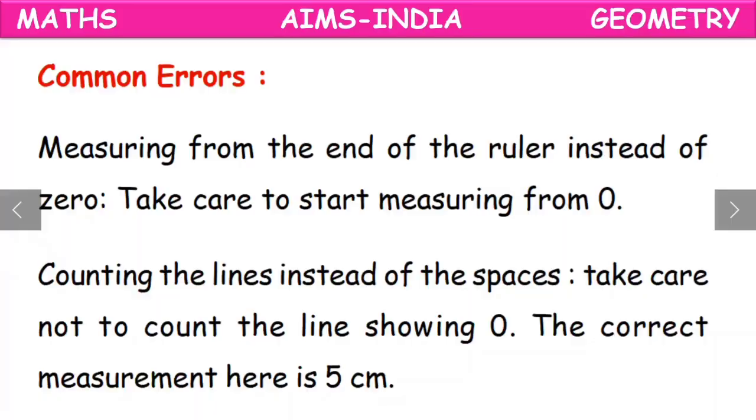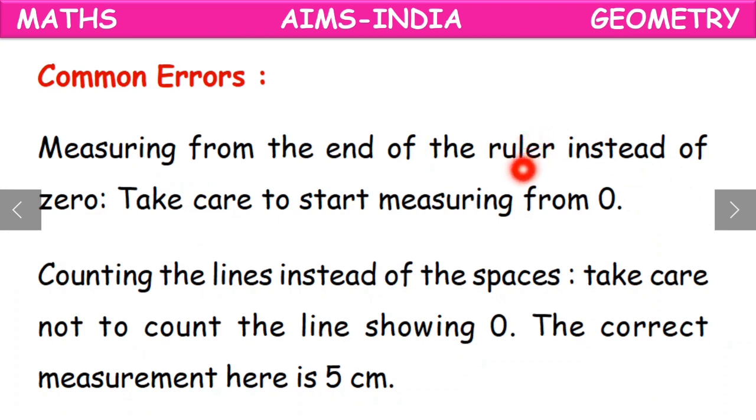So in the previous class we have learned how to measure line segments using a ruler or a scale. Now let us learn about some common errors. Errors are nothing but the mistakes that we might make while measuring the length of a line segment using a ruler. These errors can be applied not only to line segments but also when we are using the ruler to measure the length of different objects, such as a book or a pen or a pencil. So even while measuring the length of those objects, we have to keep in mind that we do not commit these errors and mistakes.